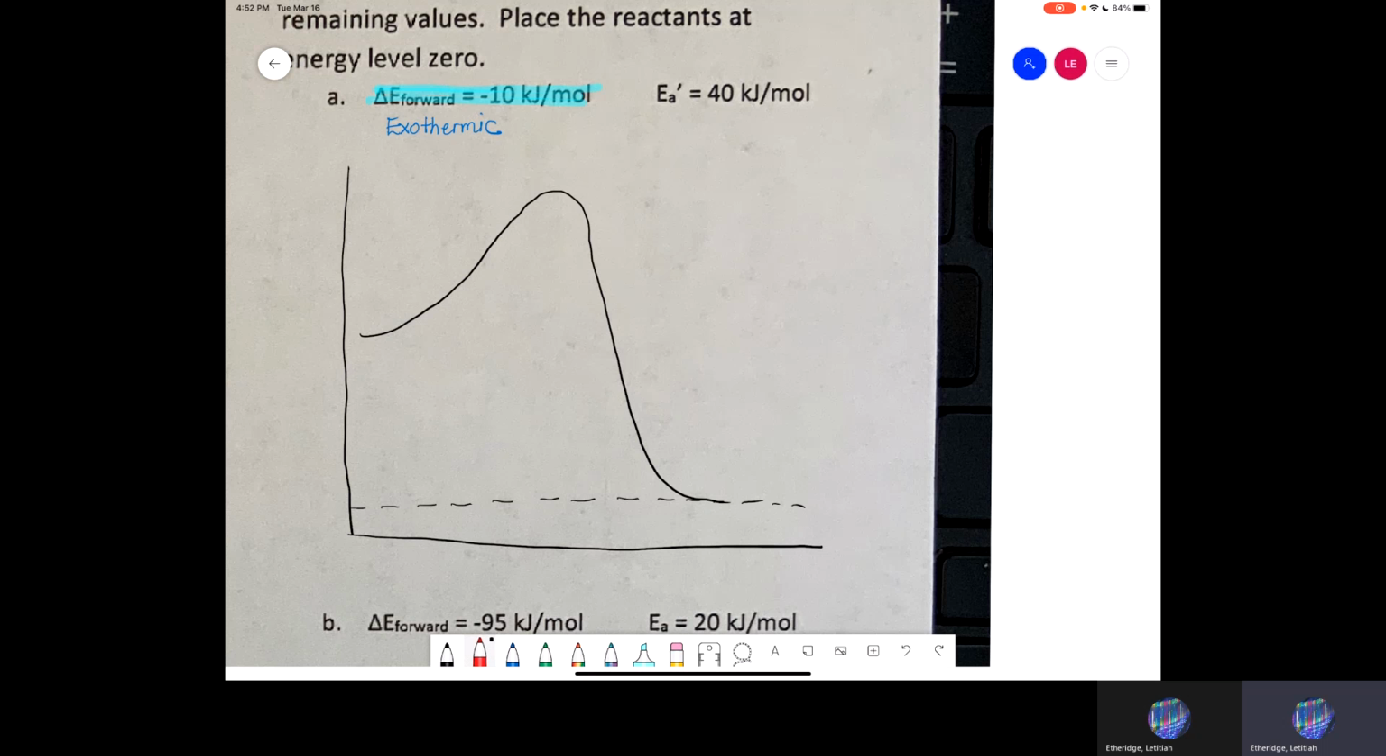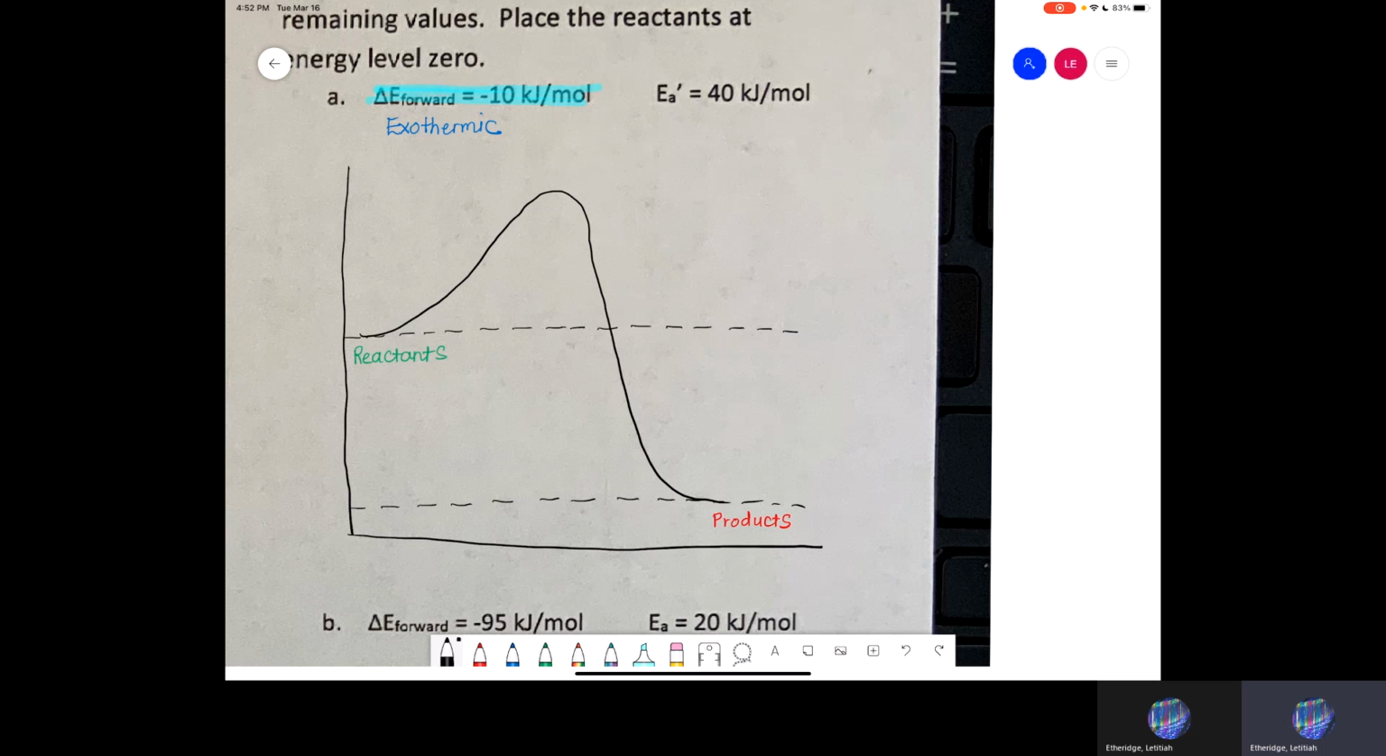Remember, this is exo, so that means that my products are going to be on the lower energy side. So I'm going to put products down here. And then I am going to draw myself another dotted line across. I'll try and keep it as straight as possible. Okay, this one is going to be my reactants, and I will put it right near my reactants, just so you can see what's going on.